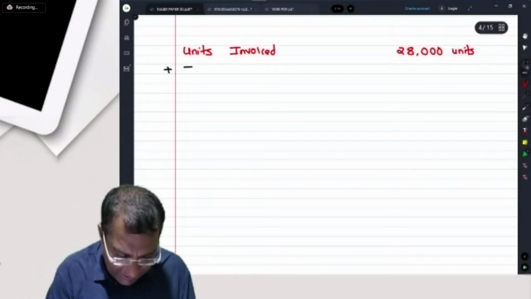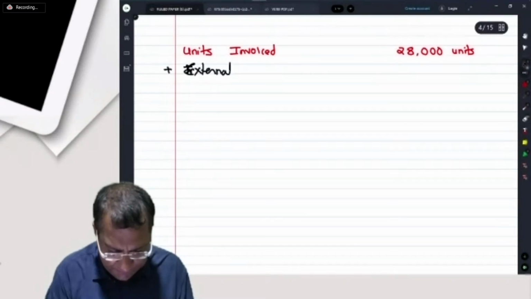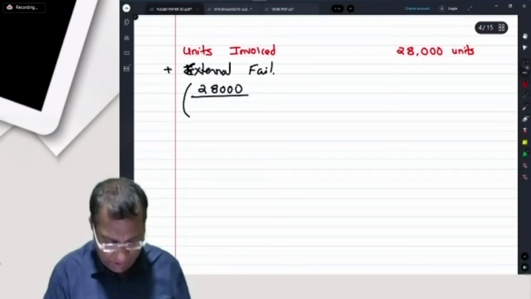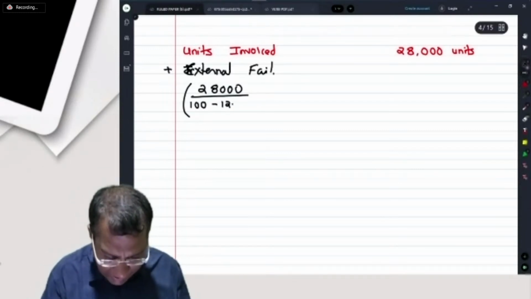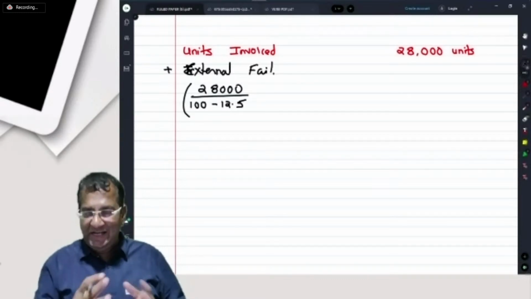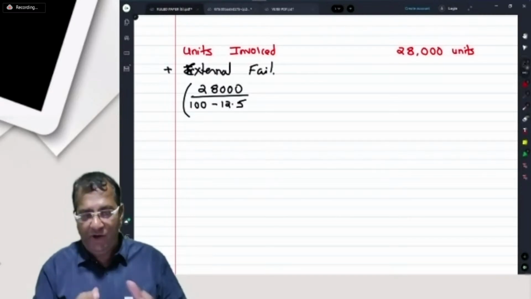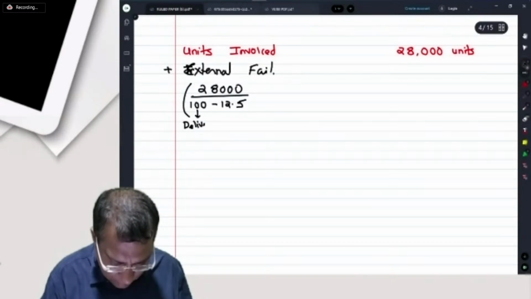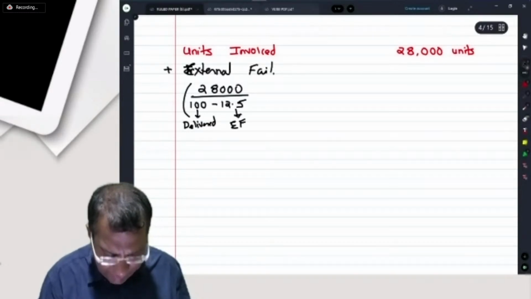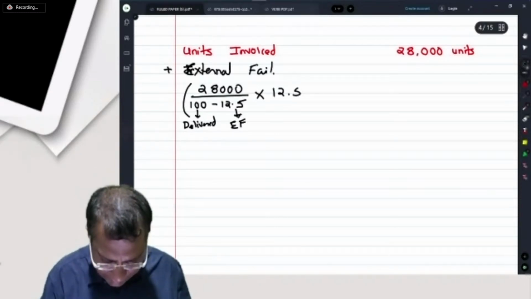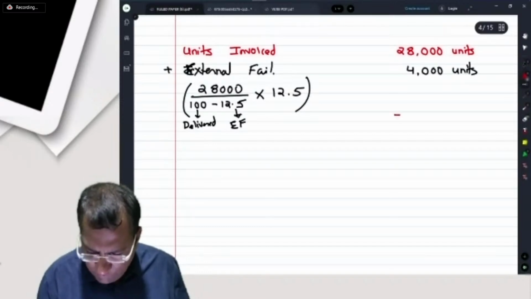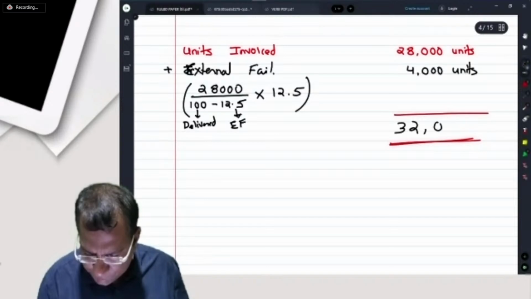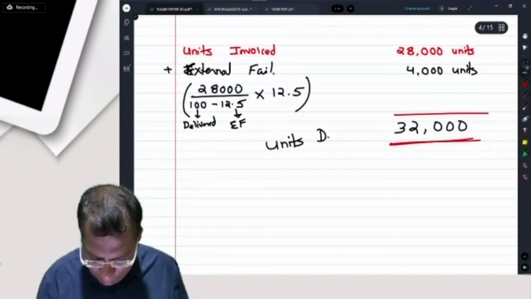So if I have to find the external failure units on this, what do I have to do? 28,000 is the units invoiced. If I delivered 100 units, then out of that 12.5 units are returned as defective. So ultimately the invoiced unit is 87.5. If I have delivered 100 units, then these are the external failure units. I have to find the external failure for 12.5. How much did it come, beta? I think it's 4,000 units. So total units delivered to customer is 32,000.